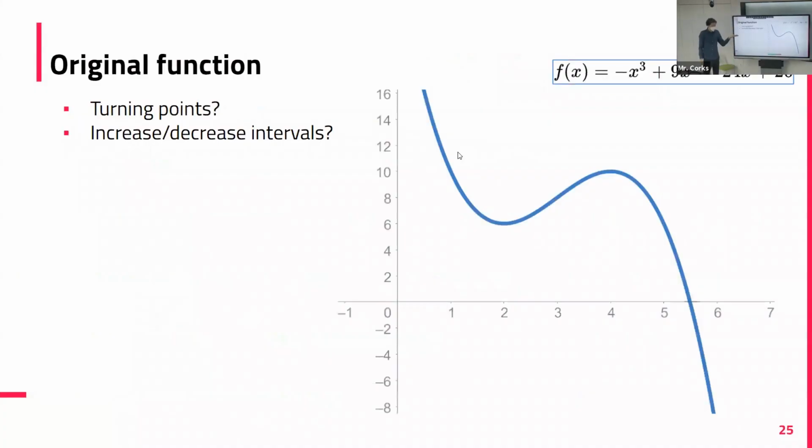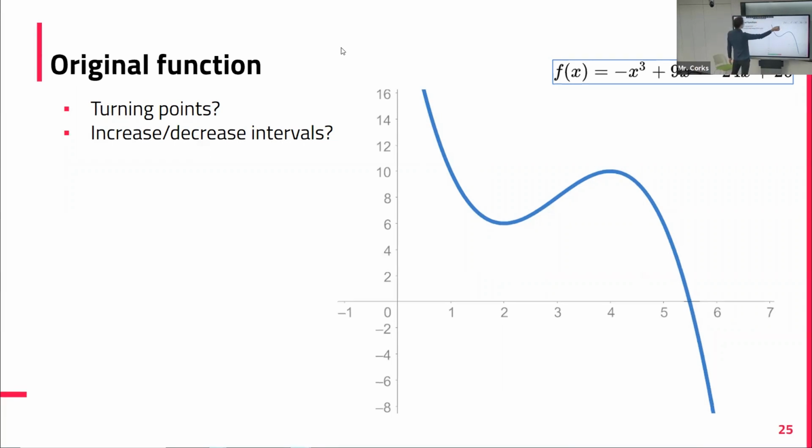So let's come back to our graphs. This graph here is exactly what we were just dealing with, the negative x cubed plus 9x squared, et cetera. So we just solved it, right? Looking at the graph, first, how many turning points do you see? 2. Where are they? Okay, so when x is equal to 2 and when x is equal to 4. Exact same thing that we just got from our whole derivative process.